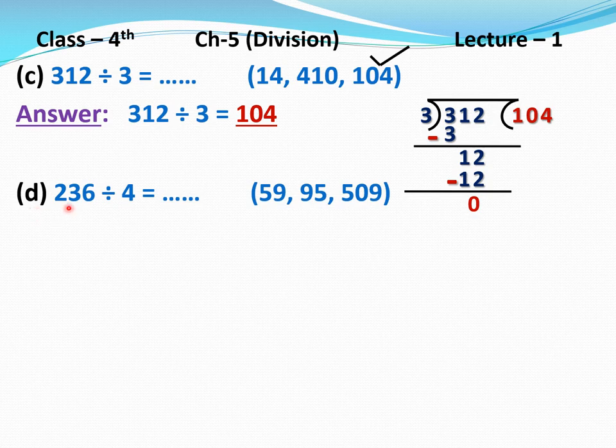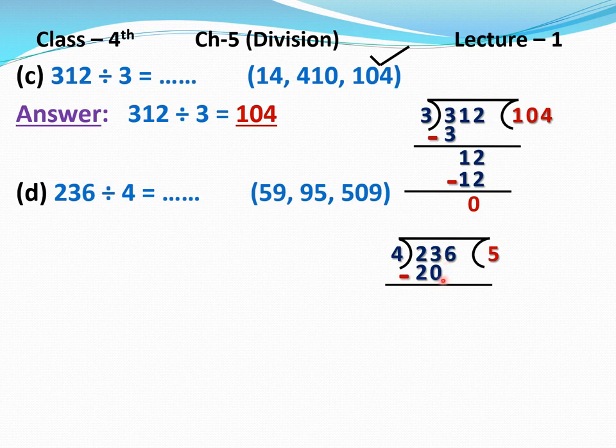Now D part: 236 divide 4 equal to dash. Options are given: 59, 95, 509. So divide 236 by 4. See, 4 is a single digit divisor. So we will take only one number, that is 2. See, 2 is less than 4. So we will take one more number, that is 3. So the number will be 23. Okay. So multiply this 4 by a number so that you will get less than or equal to 23. That should not be greater than 23. See, 4 5s are 20. So write down 20 here.